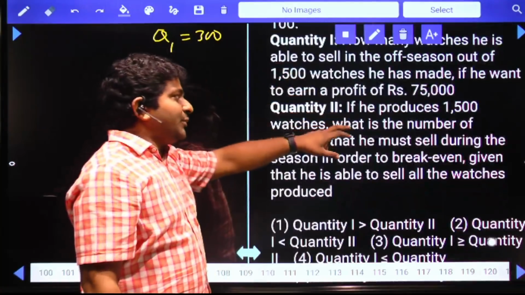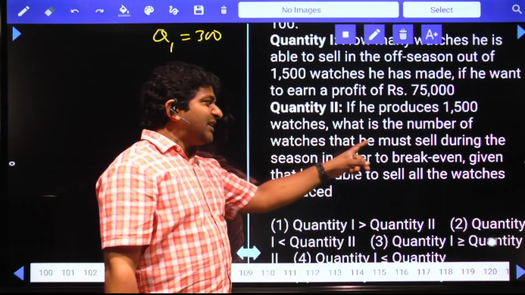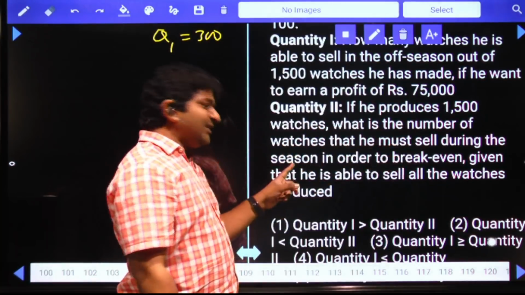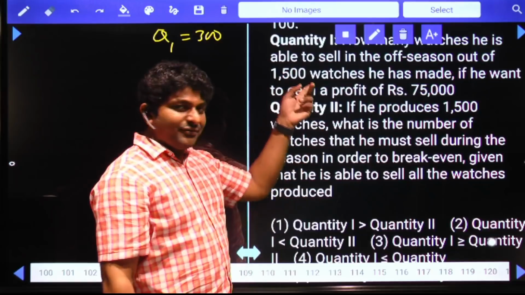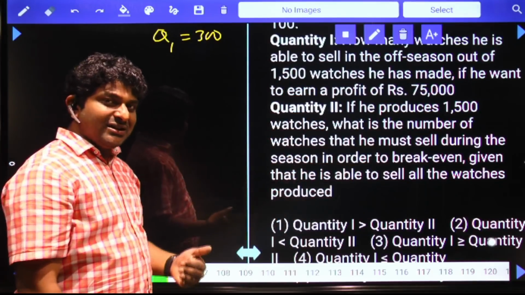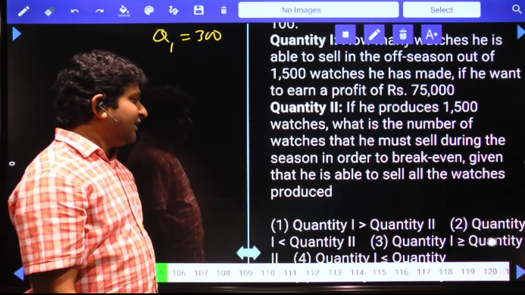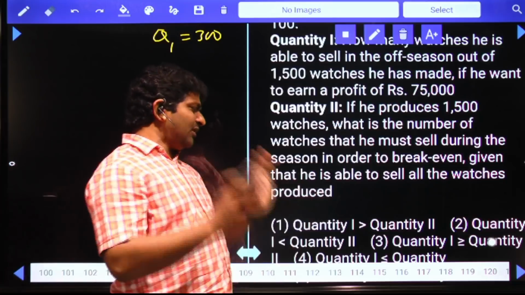If he produces 1500 watches, what is the number of watches that he must sell during the season, in order to break even? Break even in the sense, total selling price must be equal to total cost price. No profit, no loss case. Given that he is able to sell all the watches produced.